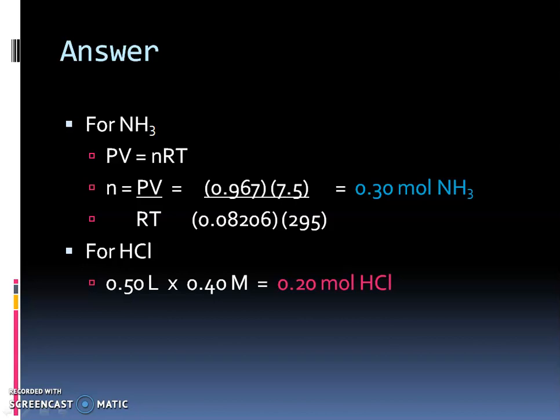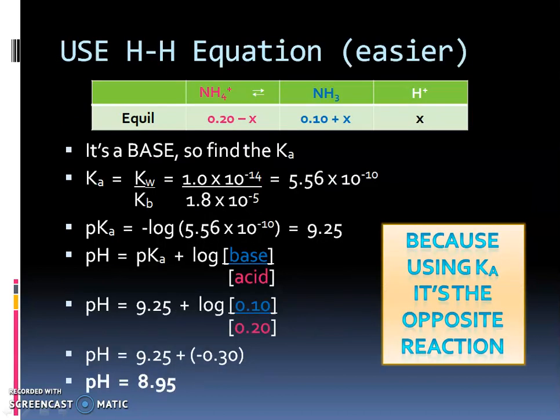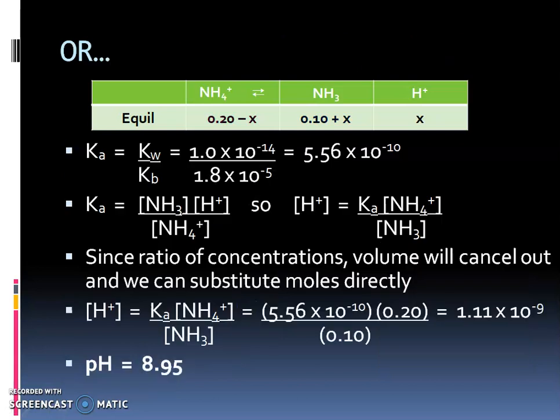Again, since we're dealing with the gas, now they're bringing back PV equals nRT, and that was chapter 10, gases. Continuing on. And again, using that HH equation is the easy way to go. Or don't use it and use the KW expression.